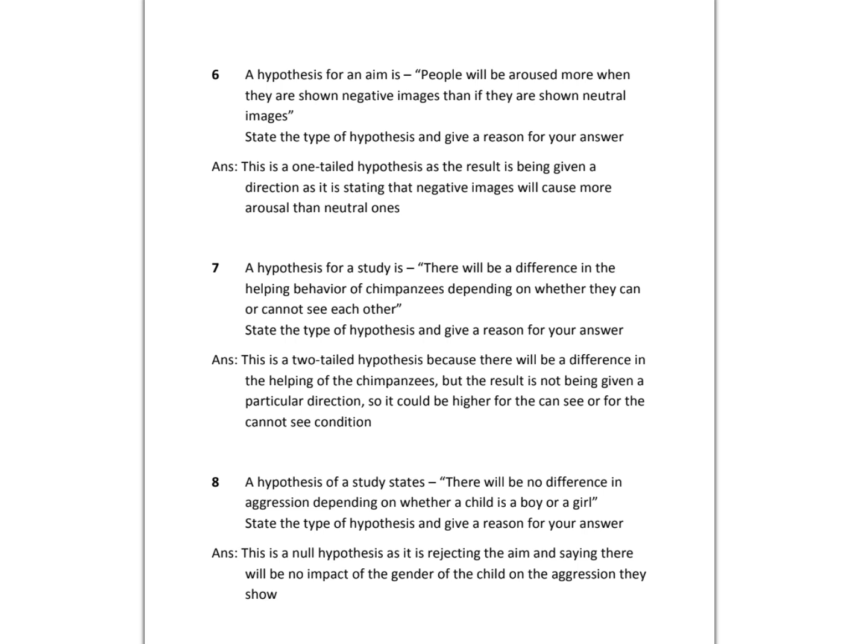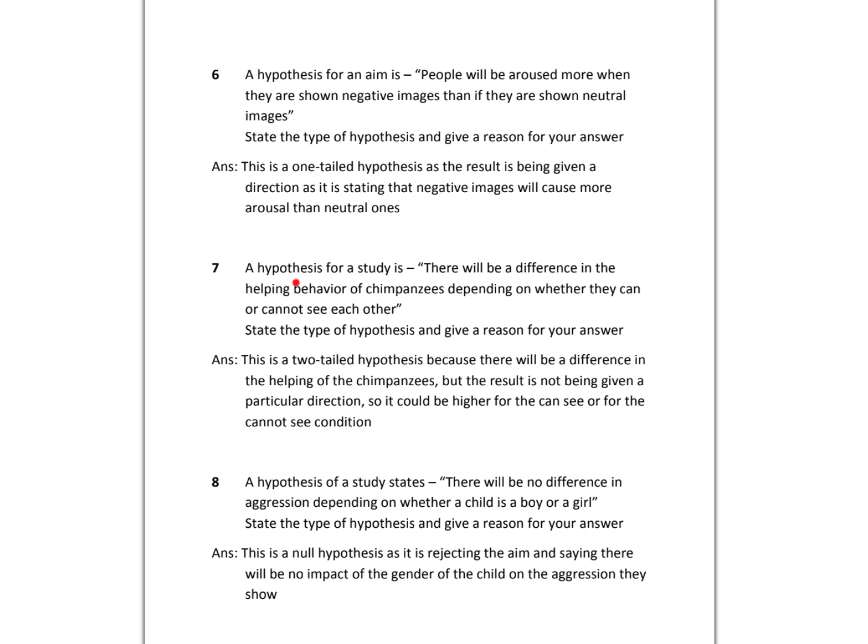So the reason for this is because the result is being given a direction. It's being given a direction towards negative images as opposed to neutral images. If it had been given a direction towards neutral images rather than negative, that would have still been a directional hypothesis, as long as one is being favored over the other. This is a one-tailed hypothesis as the result is being given a direction, as it is stating that negative images will cause more arousal than neutral ones.